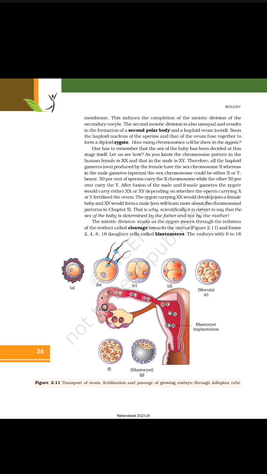How many chromosomes will be there in the zygote? One has to remember that the sex of the baby is decided at this stage itself. Let us see how. As you know, the chromosome pattern in the human female is XX and that in the male XY. Therefore, all the haploid gametes produced by the female have the sex chromosome X, whereas in the male gametes, the sperms, the sex chromosome could be either X or Y. Hence, 50% of sperms carry X, while the other 50% carry Y. After fusion of the male and female gametes, the zygote would carry either XX or XY, depending on whether the sperm carrying X or Y fertilizes the ovum.